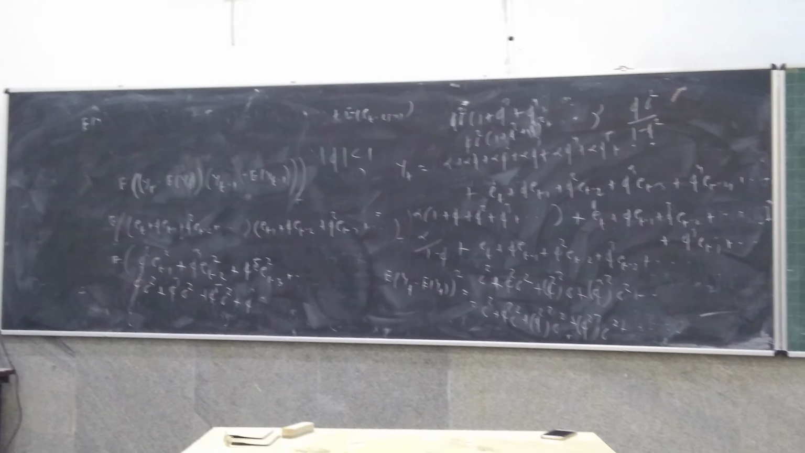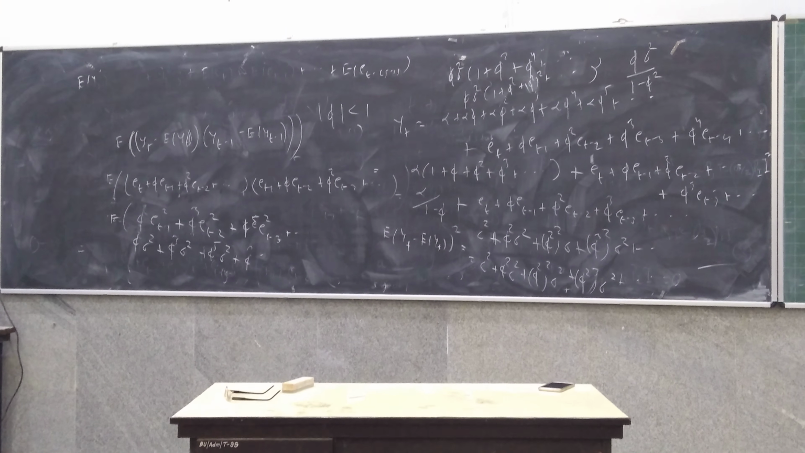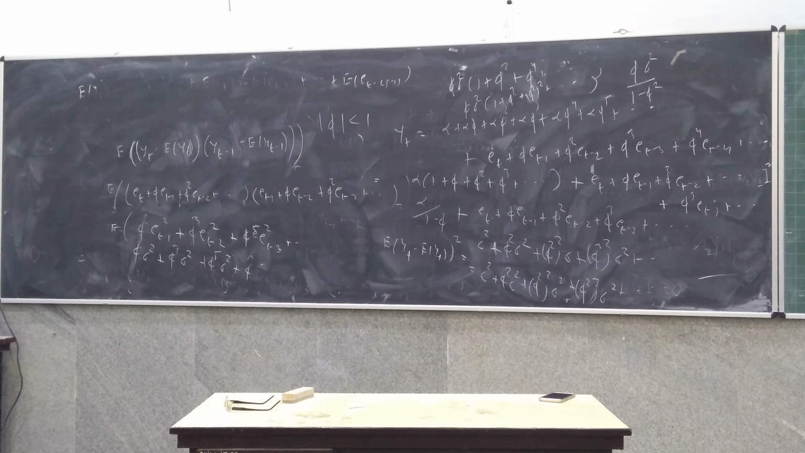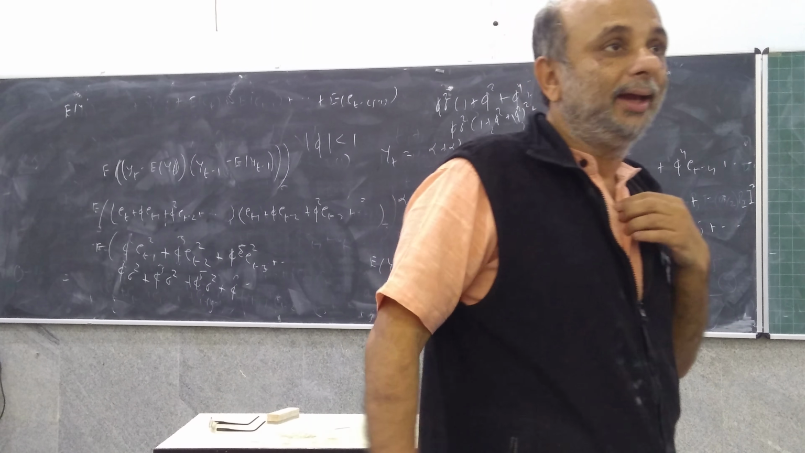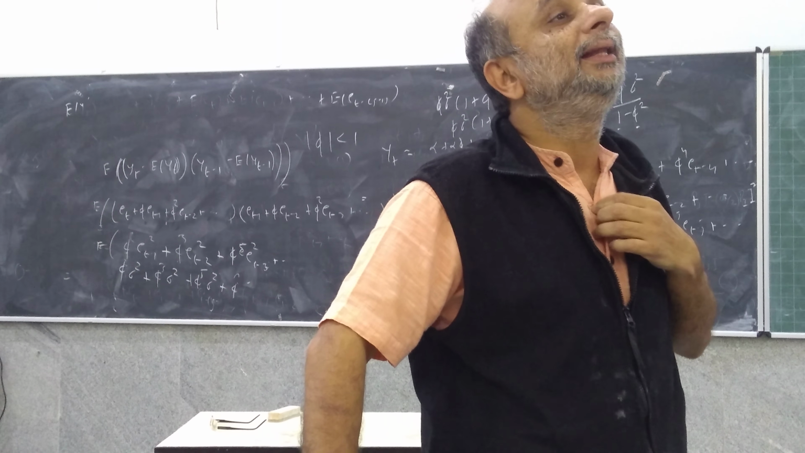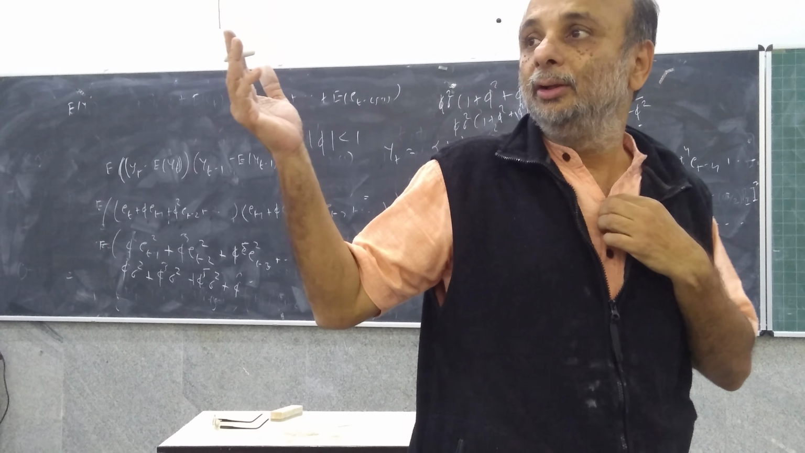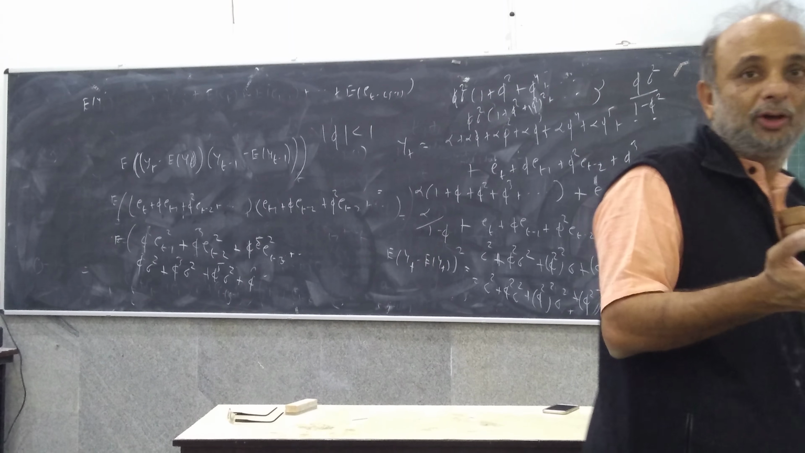Because there's a geometric series in phi square, with common ratio phi square. So what we get is phi sigma square upon 1 minus phi square. That is the covariance between yt and yt minus 1. Does this depend upon time? No. Because phi is a constant, sigma square is a constant, 1 minus phi square is a constant.